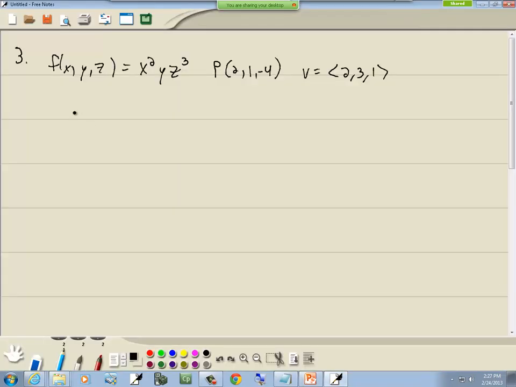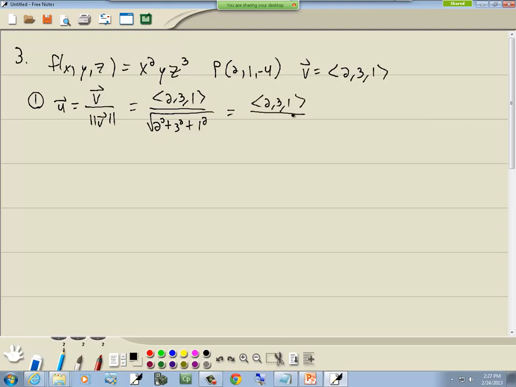First step, find a unit vector. So our unit vector is going to equal v over the magnitude of v, which is going to be 2, 3, 1. And then the square root of 2 squared plus 3 squared plus 1 squared, which is 4 plus 9 plus 1, which gives us square root of 14, which gives us 2 over the square root of 14, 3 over the square root of 14, and 1 over the square root of 14.